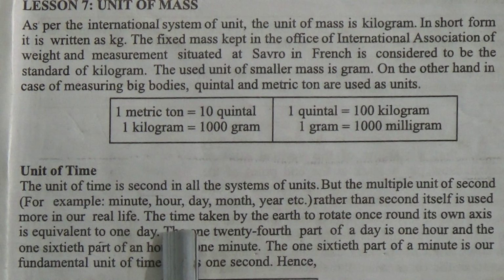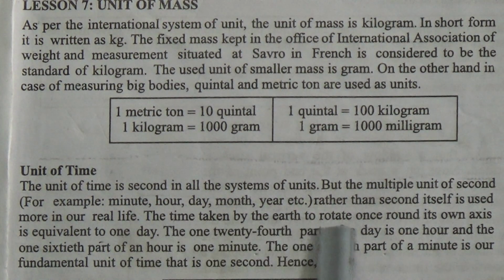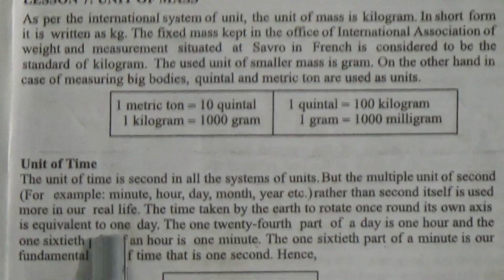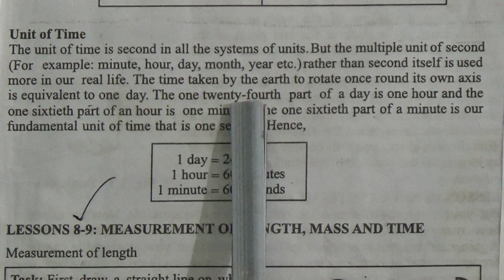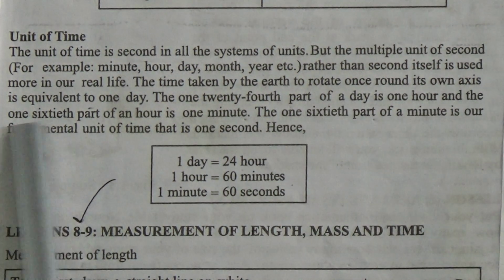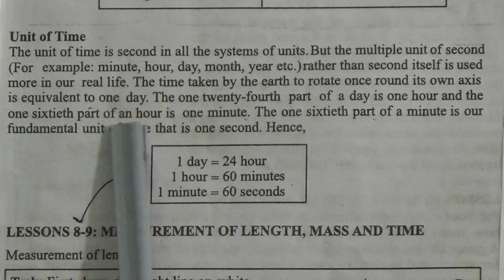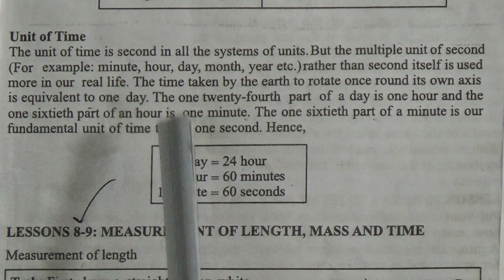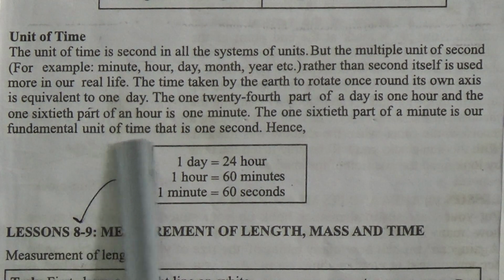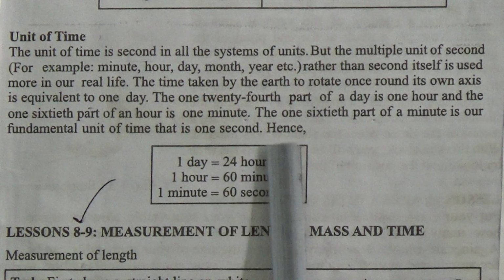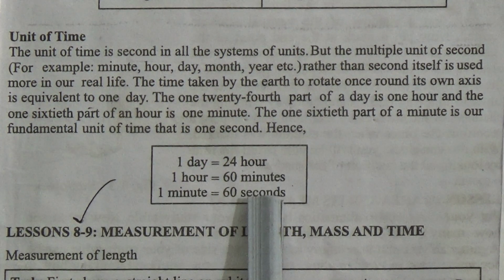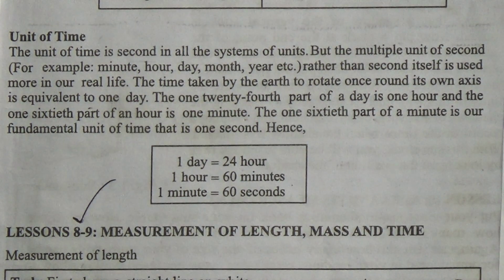The time taken by the earth to rotate once round its own axis is equivalent to 1 day. The 1/24 part of a day is 1 hour, and the 1/60 part of an hour is 1 minute. The 1/60 part of a minute is our fundamental unit of time, that is 1 second. Hence, 1 day equals 24 hours, 1 hour equals 60 minutes, 1 minute equals 60 seconds.